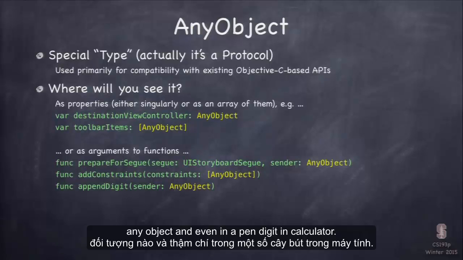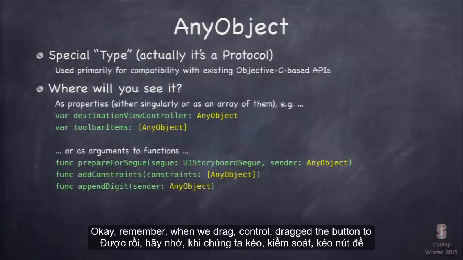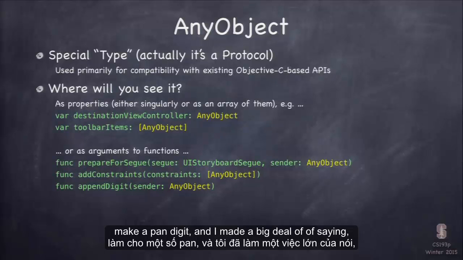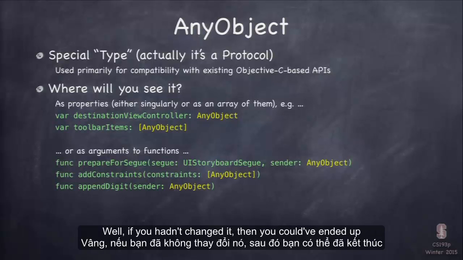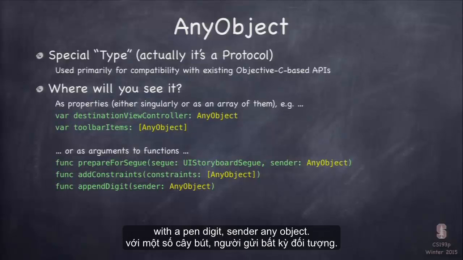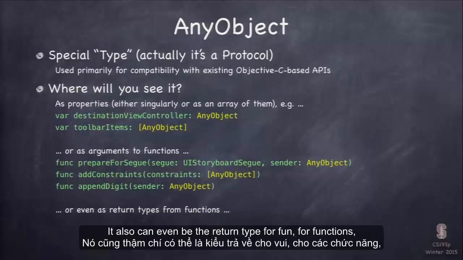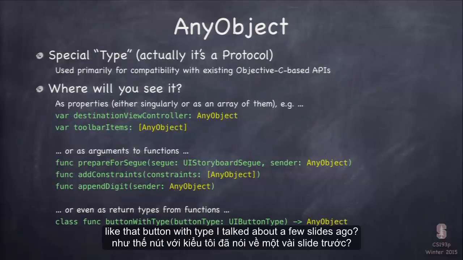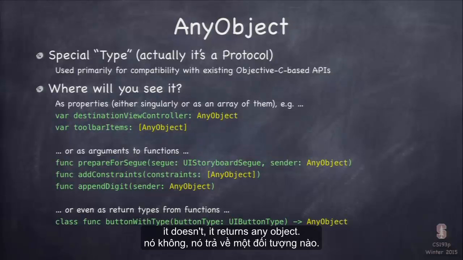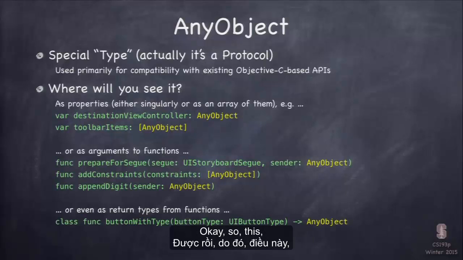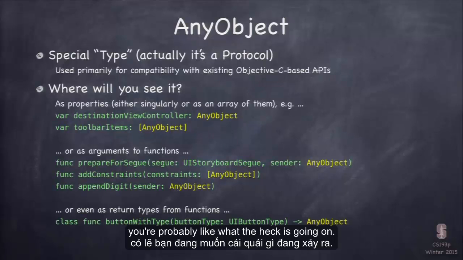Even in appendDigit in the calculator, remember when we control-dragged the button to make appendDigit? I made a big deal of saying change that from AnyObject to UIButton. Well, if you hadn't changed it, you could have ended up with appendDigit sender AnyObject. It can even be the return type for functions. Like that buttonWithType I talked about a few slides ago, it actually returns AnyObject. It doesn't return a UIButton. You'd think it would, but it doesn't. It returns AnyObject.